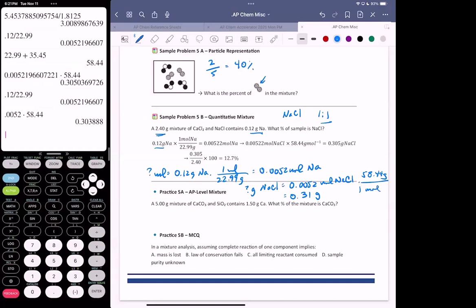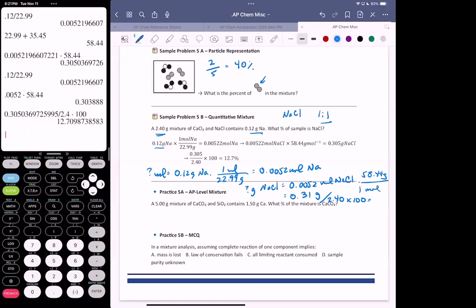Yeah, 0.305 grams. I divide that by my original mass, which is 2.40, times 100. I'm going to take this number, divided by 2.4, times 100, and I get about 12.7% of that mixture is sodium chloride. Do practice problem 5A.